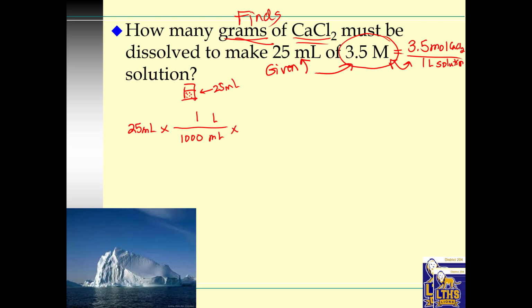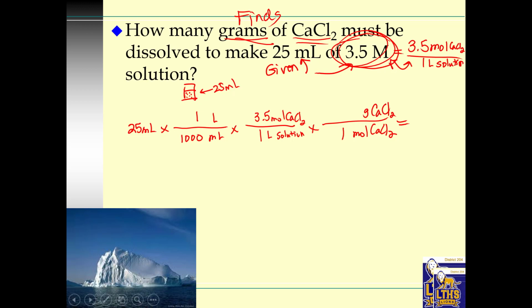I want to find grams. The conversion factor only for this solution is that 1 liter of solution has 3.5 moles of calcium chloride. How do I know that? Because that's what 3.5 M means. Then moles of calcium chloride can change into grams of calcium chloride from the periodic table, because 1 mole is the mass in grams of the substance. Calcium is 40.08, and chlorine is 35.45 times 2. So there are 110.98 grams of calcium chloride per mole.